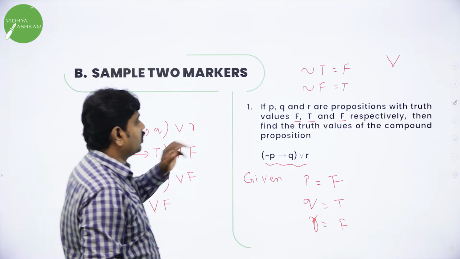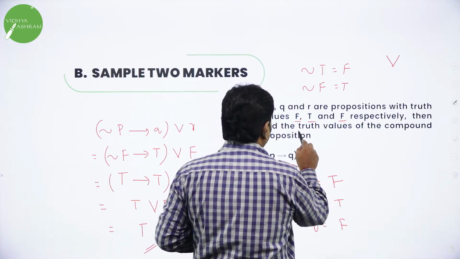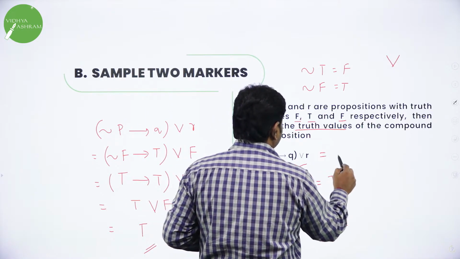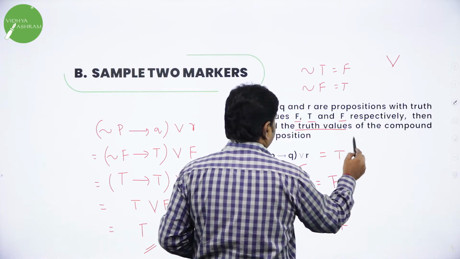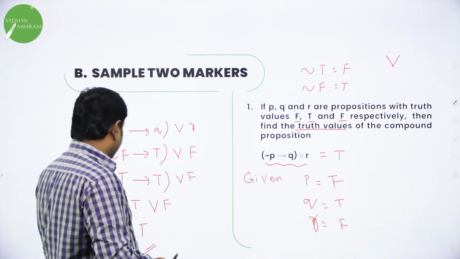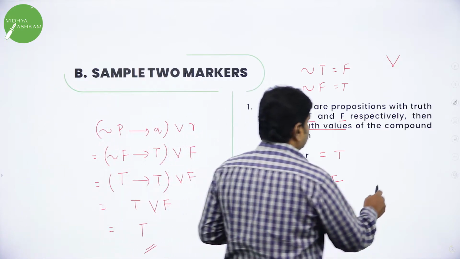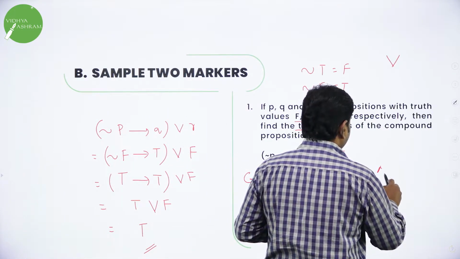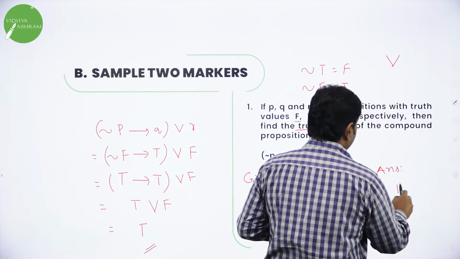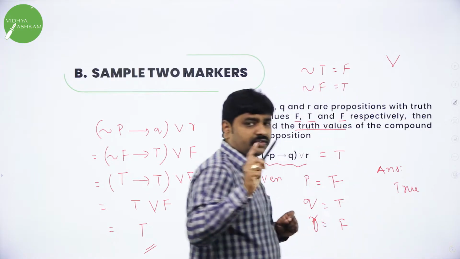They want you to write the truth value. For this, the answer is what? The answer is true. So the final answer we got is true. What is the truth value? True. If you write that the truth value is true, that is your answer. So finally your answer is true. That's it. I hope all of you understood.